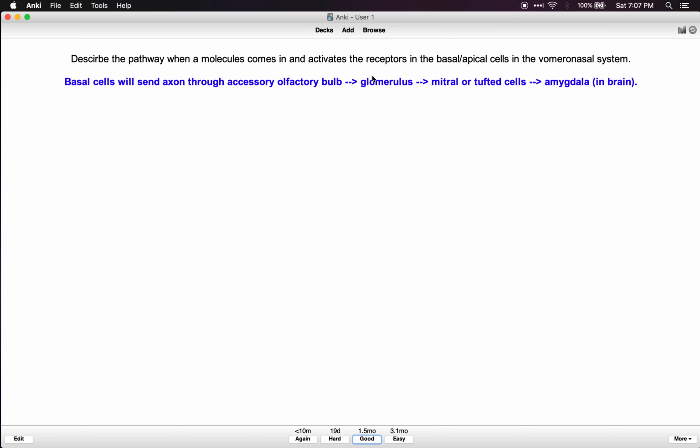Basal cells will send axons through the accessory olfactory epithelium, glomerulus, accessory olfactory bulbs, glomerulus, medial tuft cells, amygdala of the brain. Okay.